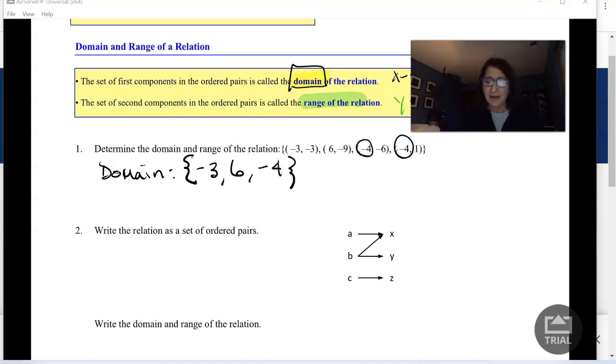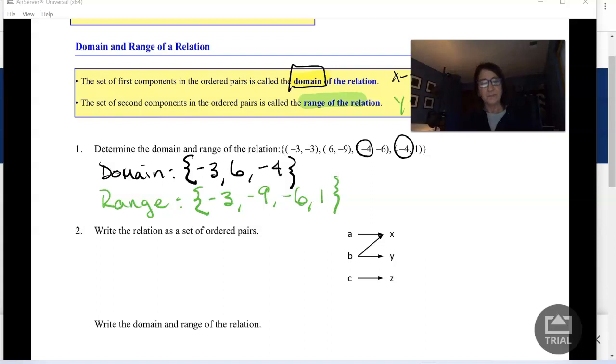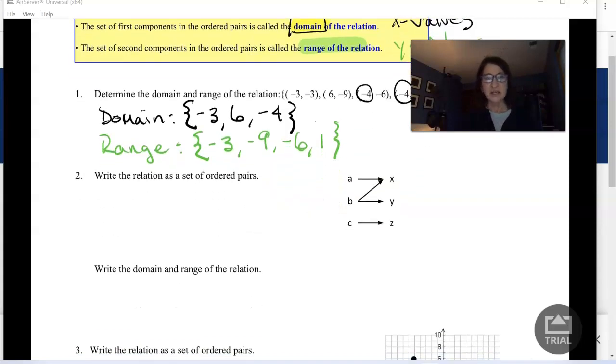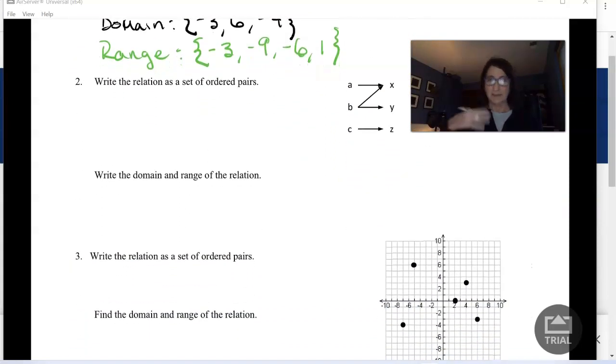Now we're going to go ahead and look at our range, our Y values. So again, we take our squiggly bracket and we pull out the Y's. -3, -9, -6, and 1. There we go.